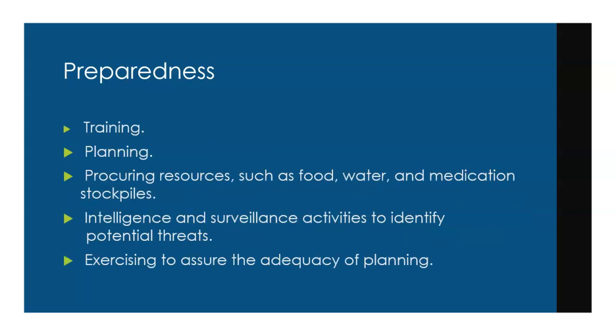Again, we talk about training, talk about planning. You want to get your resources. You want to get your food. You want to get your supplies. Intelligence or surveillance. Again, this is very important, especially when we're dealing with events that involve unrest and violence. And then, of course, we want to exercise these plans. You can't have a plan without exercising it. You have to have a drill. You have to have training. You have to have different things that exercise those things and determine whether those plans are actually working.